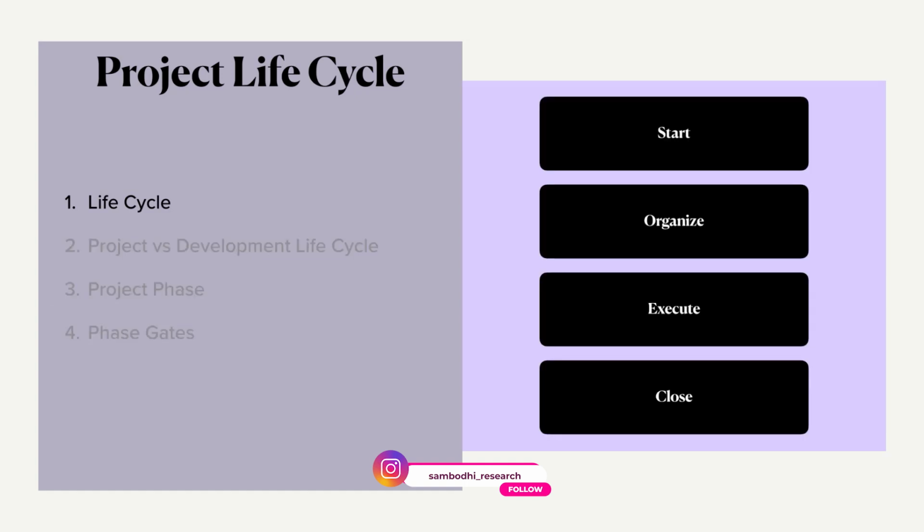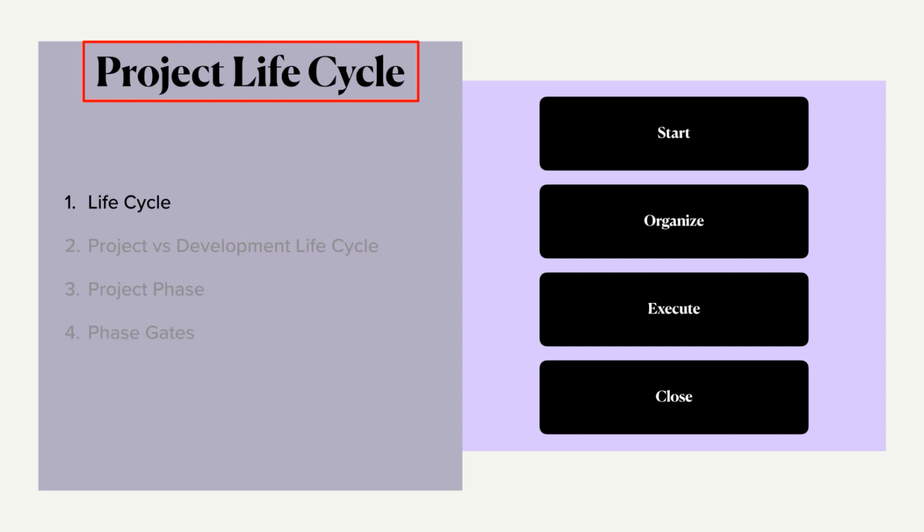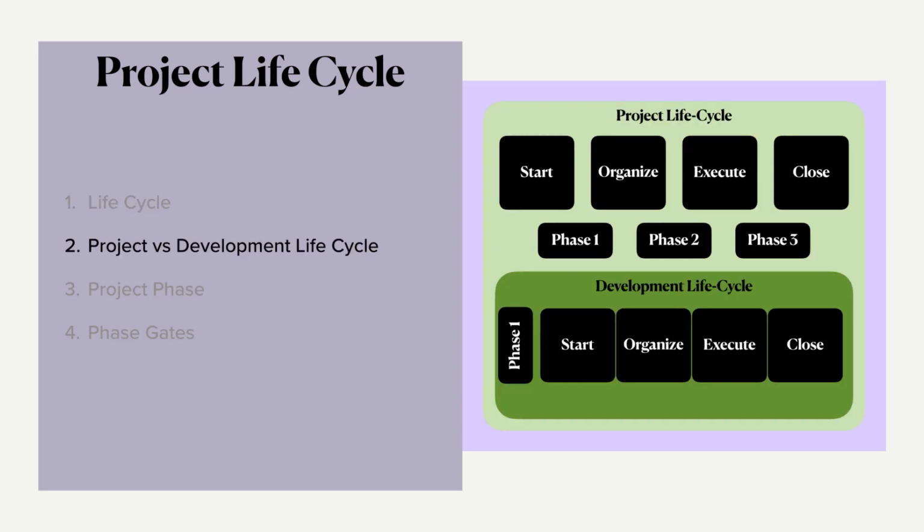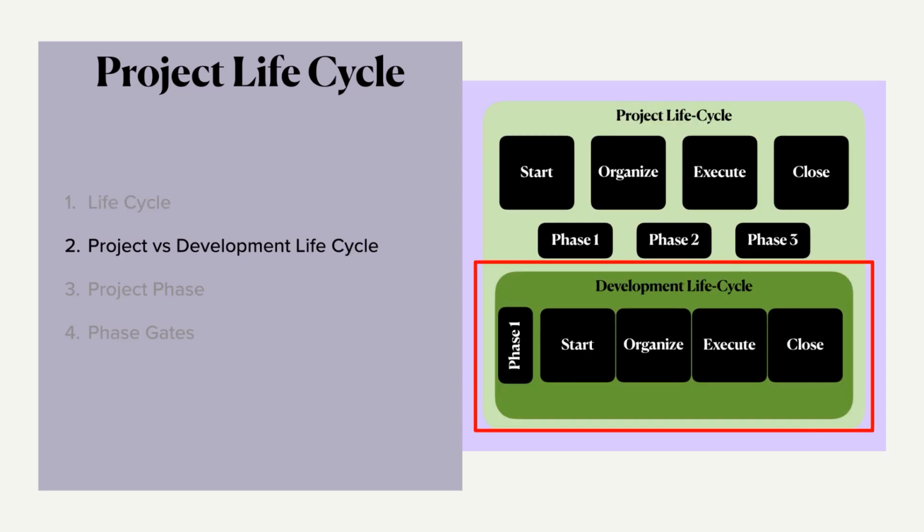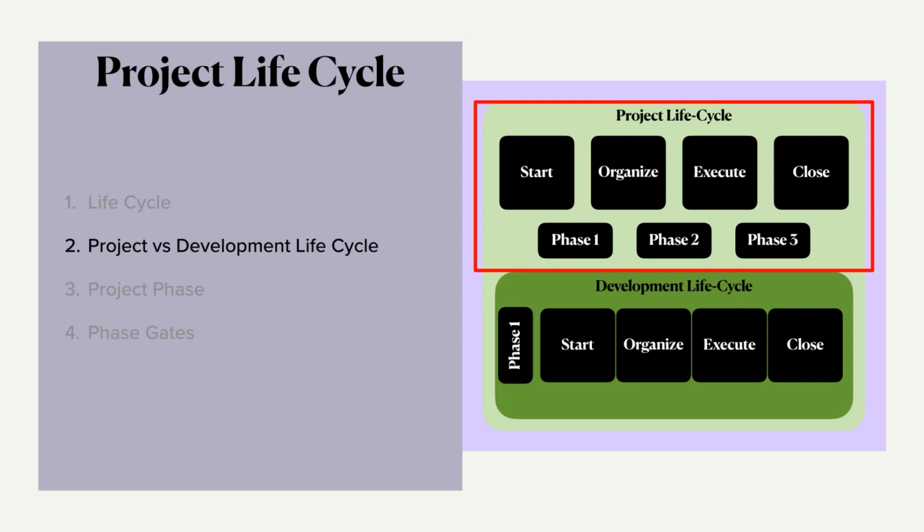In terms of the PMBOK Guide, the project life cycle typically involves four steps: the start or initiation step, the organizing or planning step, the execution step, and finally the closing step. As you can see in this image, a development cycle could just be a part of one of the phases. The project life cycle has four steps, and they can be divided into different phases. The phases need not be linked to the first start step.